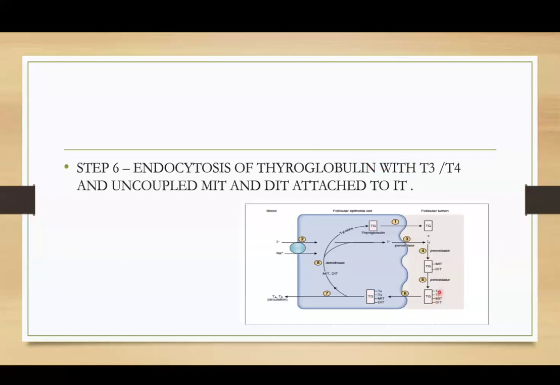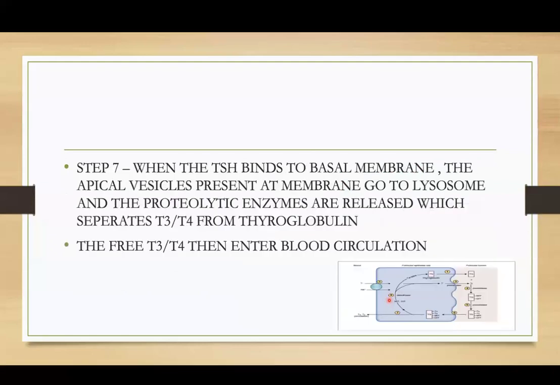Most of it will be T4 and T3, but some of it will just remain as MIT and DIT connected to the thyroglobulin. So now we have this thyroglobulin with T4, T3, MIT, and DIT attached to it. It's going to be endocytosed back into the cell from the lumen.